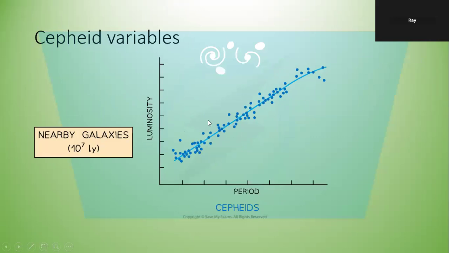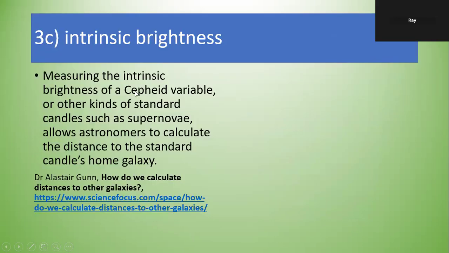Okay, that's the graph that we can obtain from the Earth for luminosity versus period. So if we know the period x, then we can determine the luminosity from the graph. Right? This one is for a nearby galaxy of 10 to the power 7 light years. Light years is distance. Measuring intrinsic brightness of Cepheid variable or other kinds of standard candles such as supernova allow astronomers to calculate the distance to the standard candle's home galaxy.